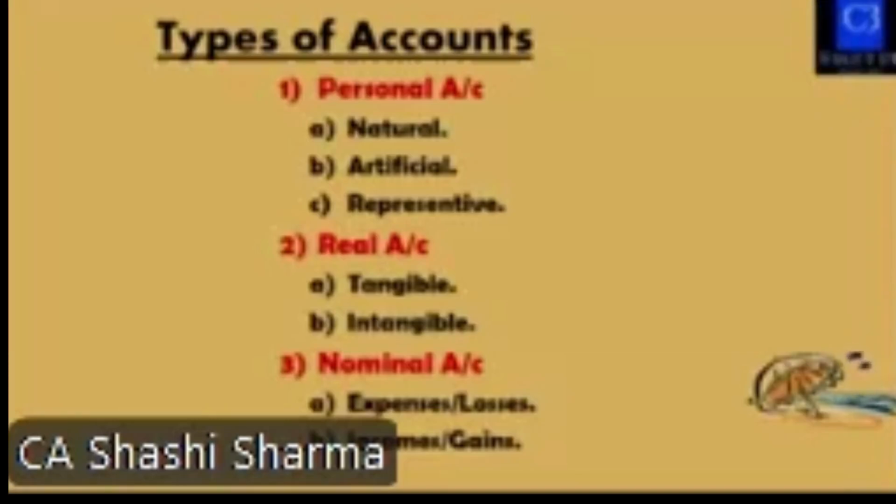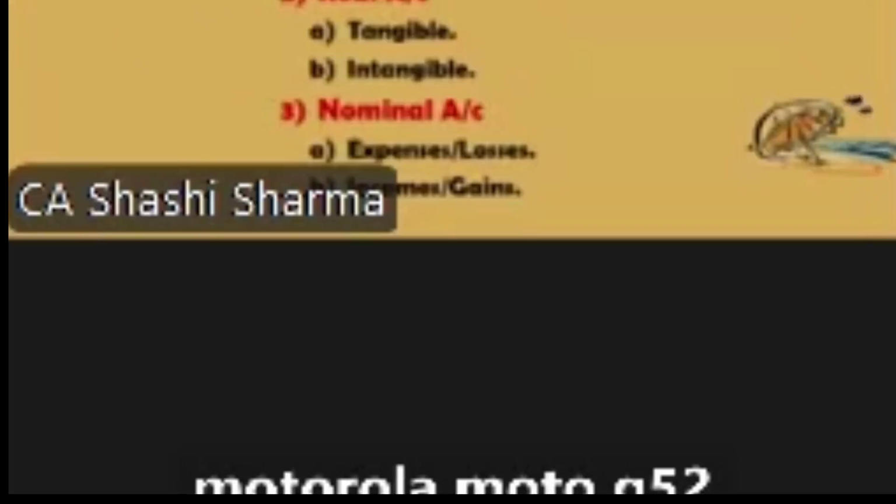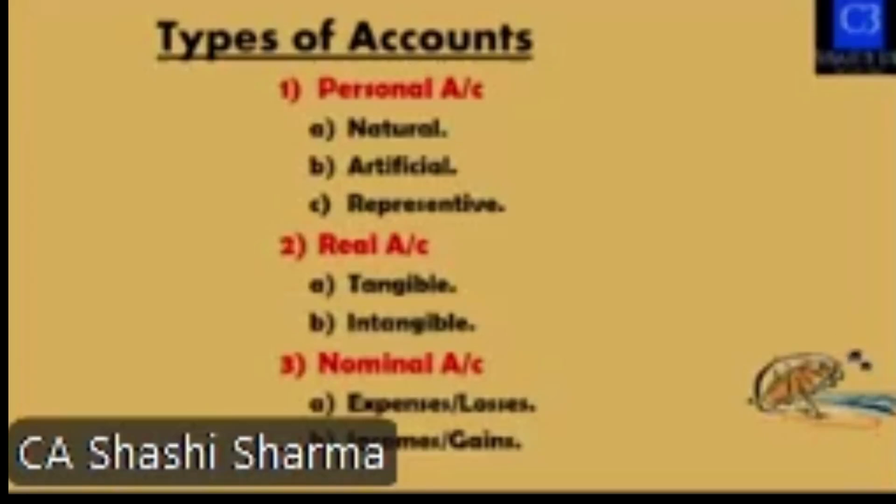So we will discuss these different types of account, and how we decide which account belongs to which category. Representative personal and intangible real will be discussed in my next class. Today we are discussing natural, artificial, then tangible under the real category, and then expenses, losses, and income and gain.